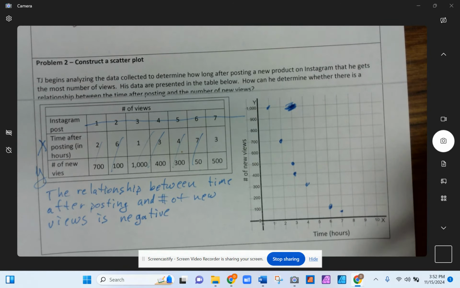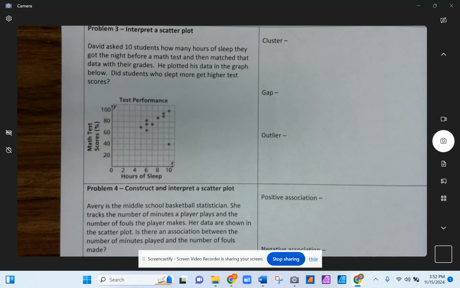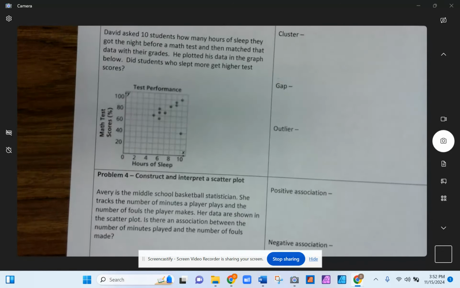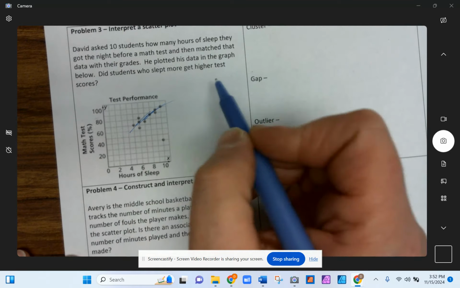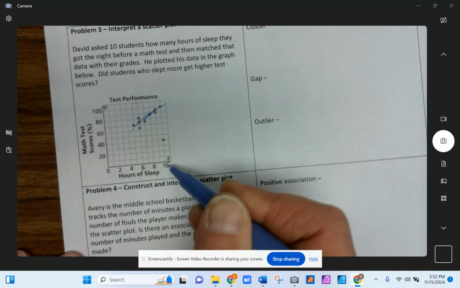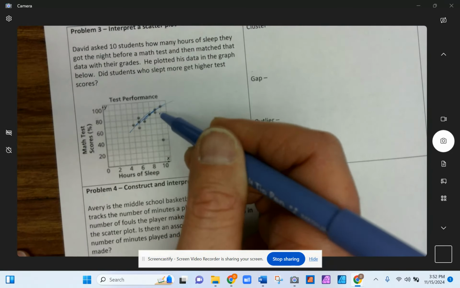All right. David asked 10 students how many hours of sleep they got the night before a math test and then matched that data with their grades. He plotted his data in the graph below. Did students who slept more get higher test scores? As we look at this, we can see an upward trend, right? We have a positive trend. So basically the more hours of sleep you got, the better you did on the test.